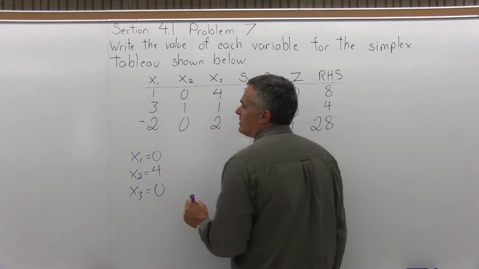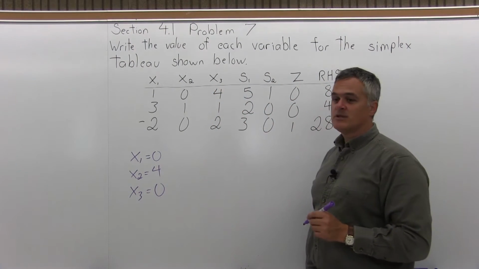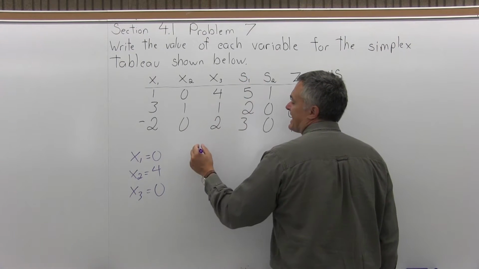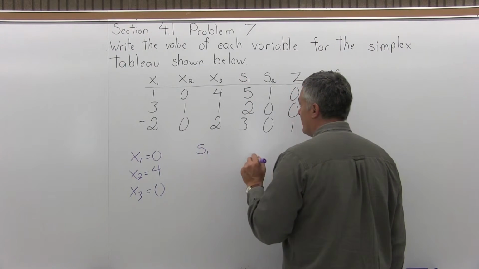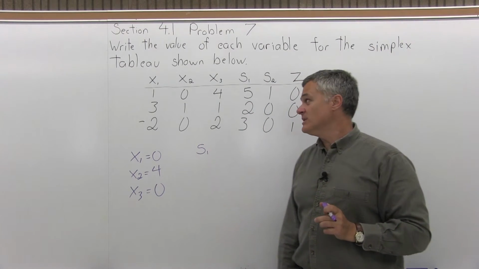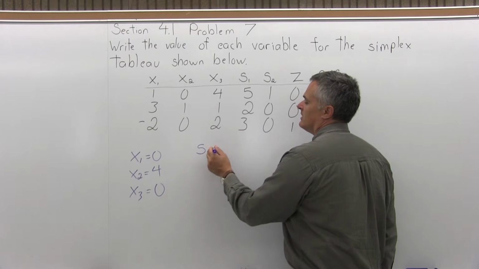And that's usually all they look for. You can state the value of the slack variables if you like, but you don't have to, but just as good practice. The next column is S1. The S1 column is 5, 2, 3. That's not a special column of all zeros and a single 1, so the value of S1 is 0.